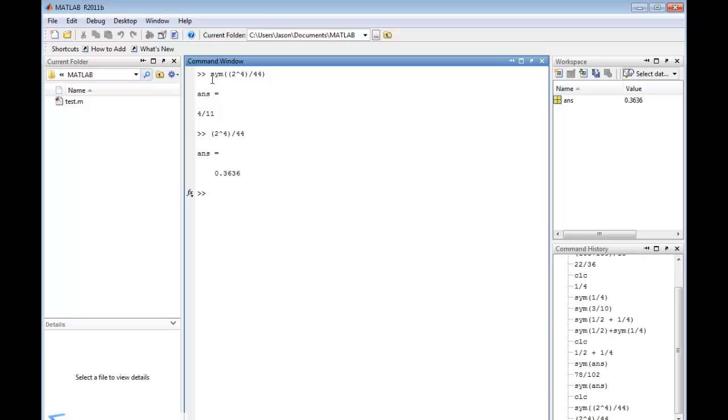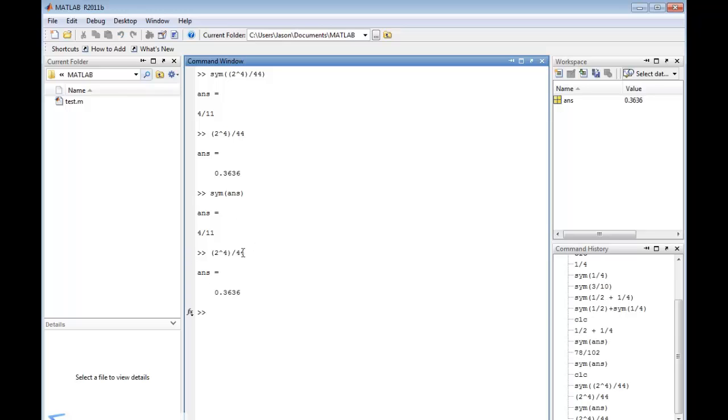So the first time we asked MATLAB to give us a symbolic representation of this calculation, so it tries to keep it in fractional form. The second time we said, okay, forget about sym, just give us the decimal. And of course, since the last answer is now 0.3636, we can do sym of the last answer, which takes the last answer and tries to convert it to a fraction for us, and we get an answer of 4/11.